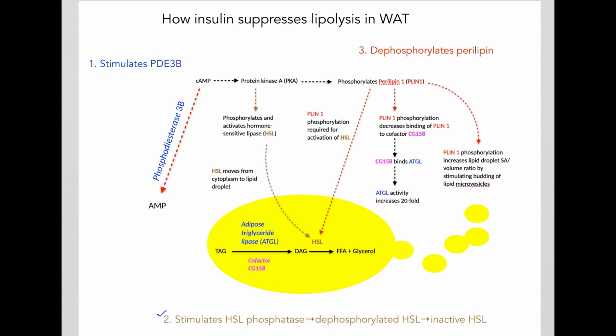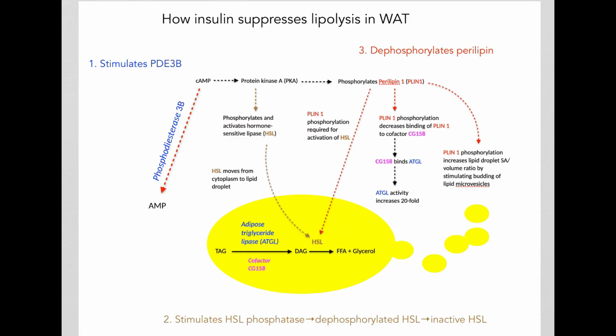Another effect of insulin is that insulin stimulates the enzyme HSL phosphatase. So remember, HSL, if it exists in the phosphorylated form, the phosphorylated form is the active form. But what insulin does, it activates the enzyme HSL phosphatase, which removes this phosphate and makes HSL in the inactive dephosphorylated form. So if HSL doesn't work, diacylglycerol or diglycerides will not be broken down and lipolysis will be suppressed.